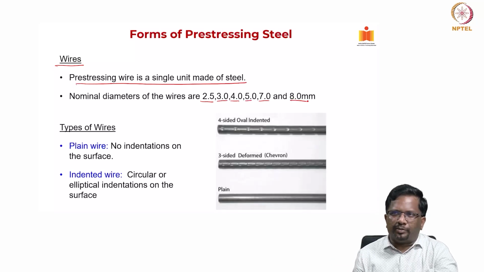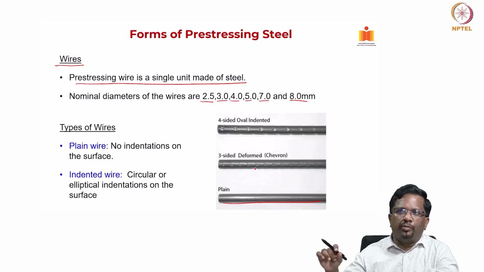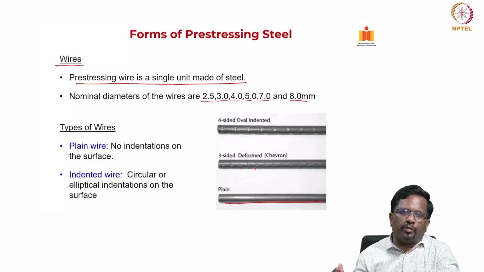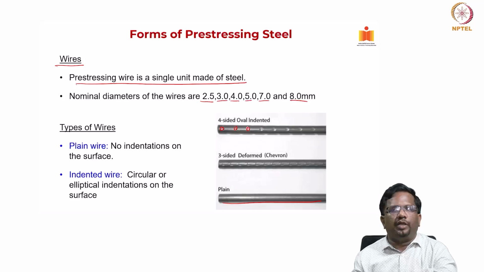Now, what are the different types of wires? You can see here that to improve the bond, either you can have a plain steel pre-stressing wire, or I can have a three-sided deformed shape. Basically, the indentation is given so that it is going to have a better bond with the concrete. Now, you also have four-sided oval shaped indentations made around the diameter of these plain wires. So, then it becomes an indented wire.